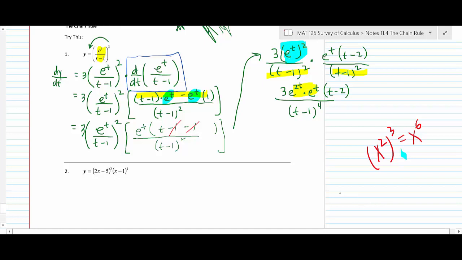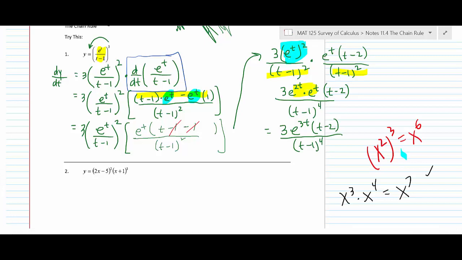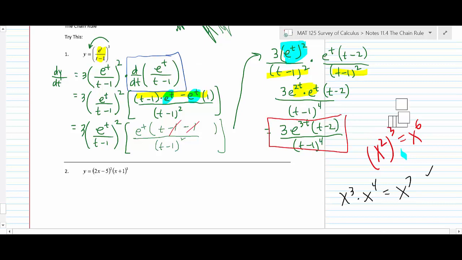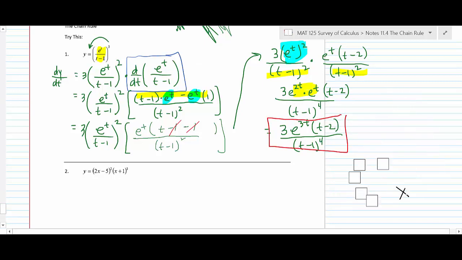What if you had x to the 3rd times x to the 4th? What's that? x to the 7th, okay? You can add those exponents together. A lot of times students don't recognize that because it looks different than this, but it isn't, okay? So what you would end up having for your final answer is 3e to the 3t, since 2t plus 1t is 3t, then you'd have t minus 2 all over t minus 1 to the 4th like that. That's it. And that's your goal, to get all the way to the bottom like that. And you notice that most of that problem was not calculus, most of it was algebra. Okay?